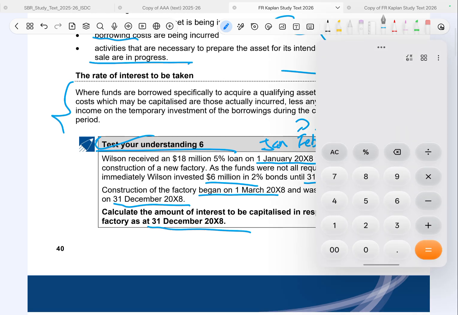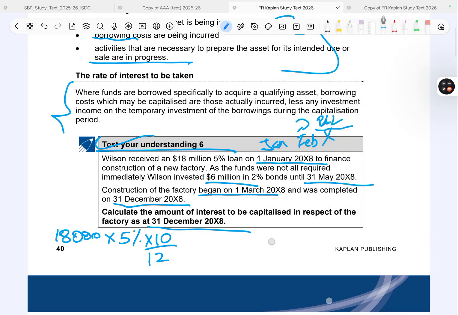For calculation purposes, I'm going to take 18 million as 18,000, and it is for 5%, which is for 10 of 12 months. So it's very easy, the calculation part at least. The 5% gives us 900, and we are going to be using it for 10 months, which gives us 750 as our interest which needs to be capitalized.